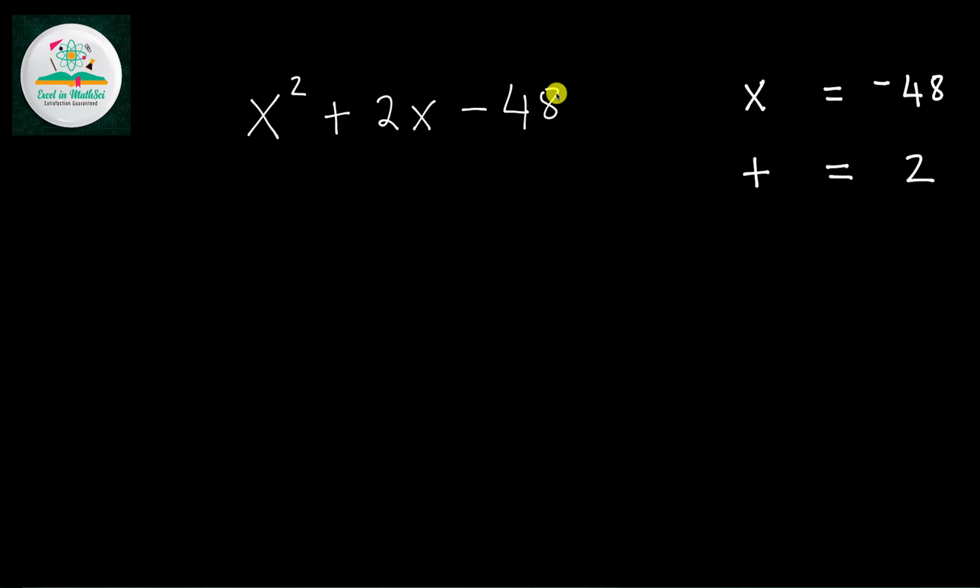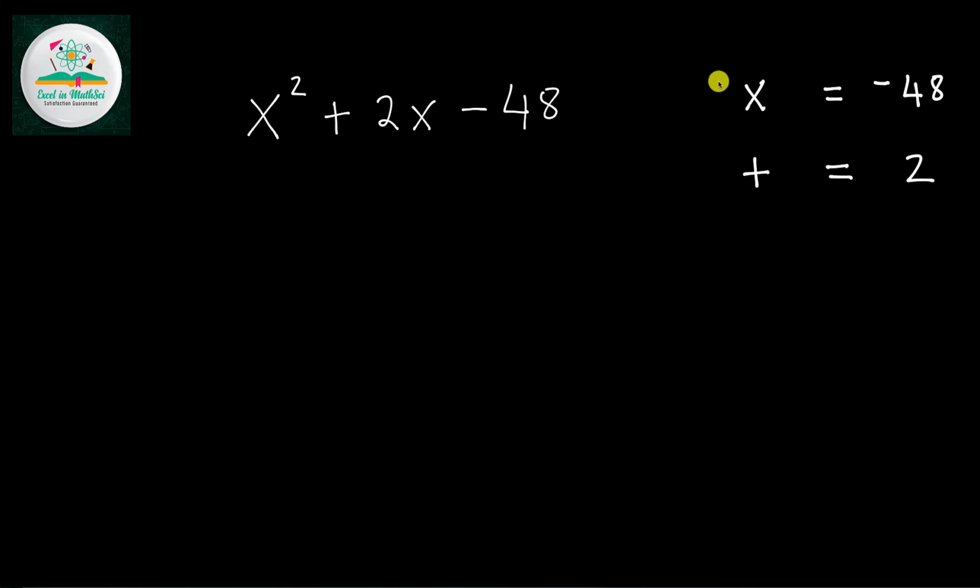So we need two numbers that, when multiplied together, will give me 48. We just ignore the signs for now and concentrate on the size of this number. There are so many factors of 48, but the clue is in the coefficient here. The difference between the factors must be 2, so that gives me an idea of the magnitude of the factors.